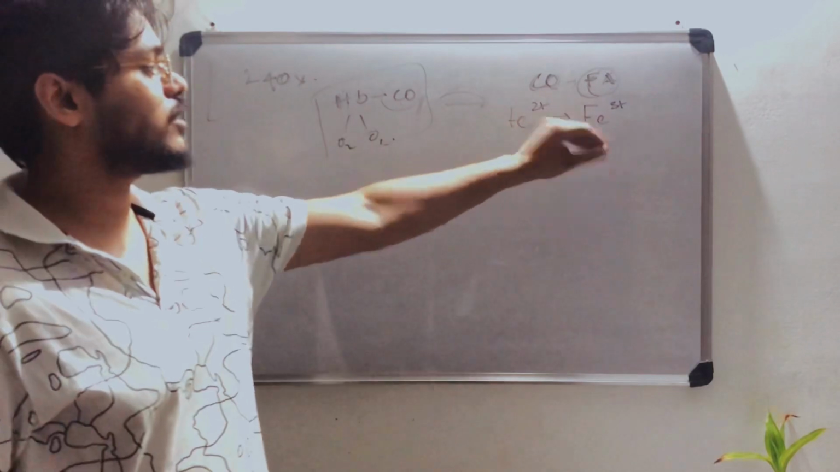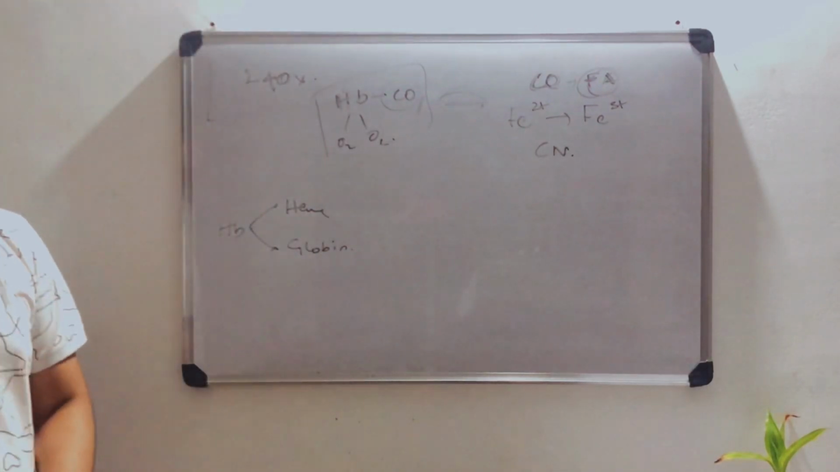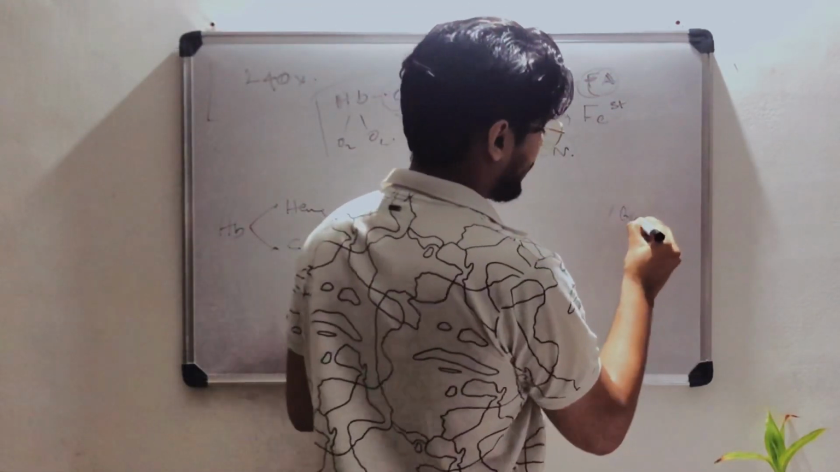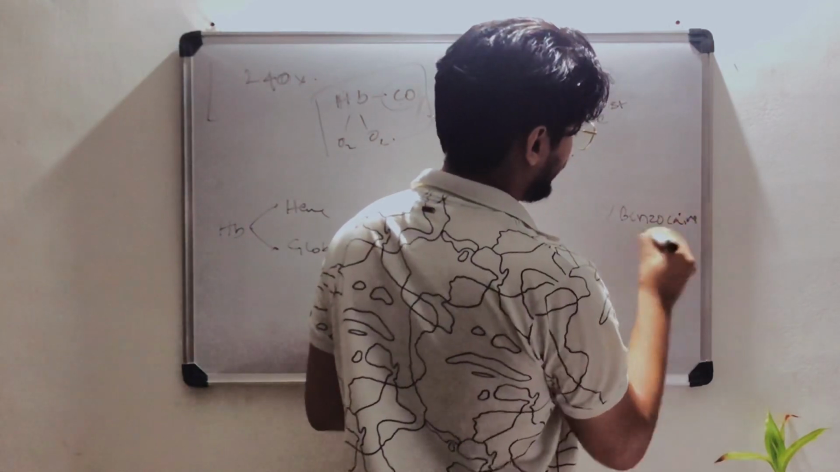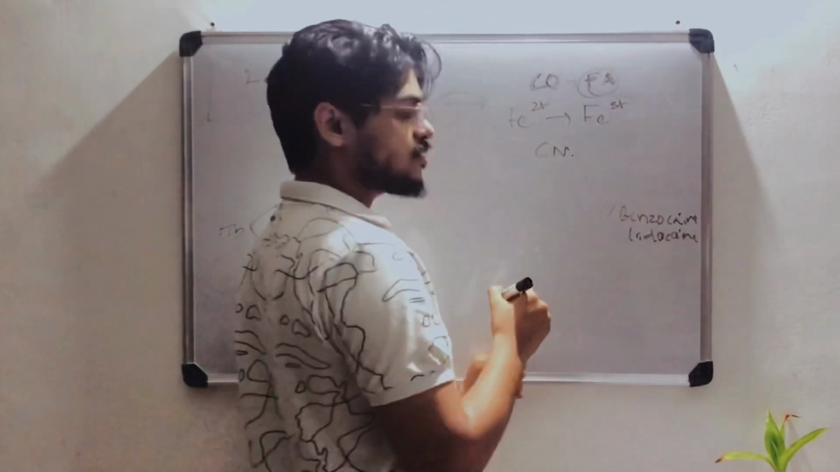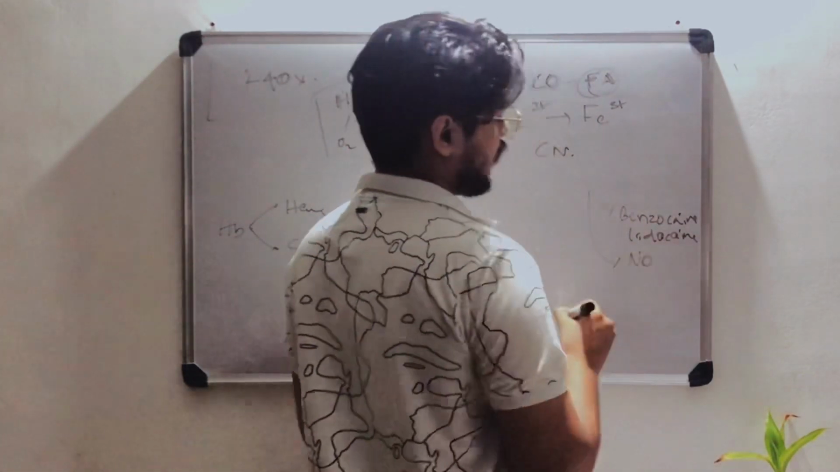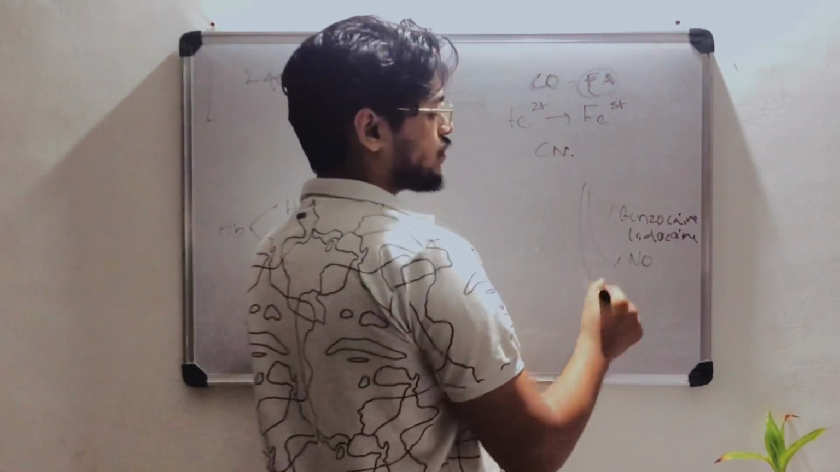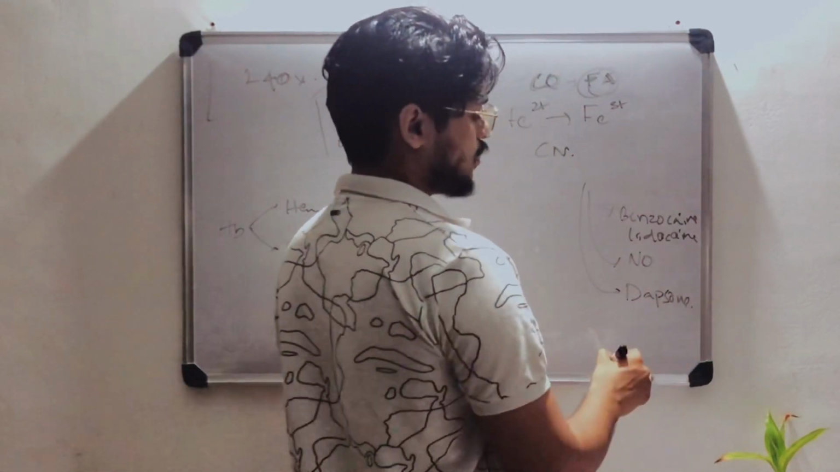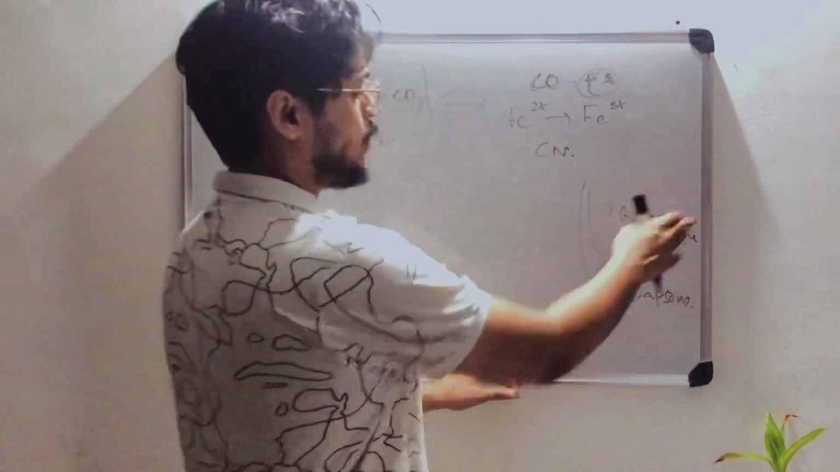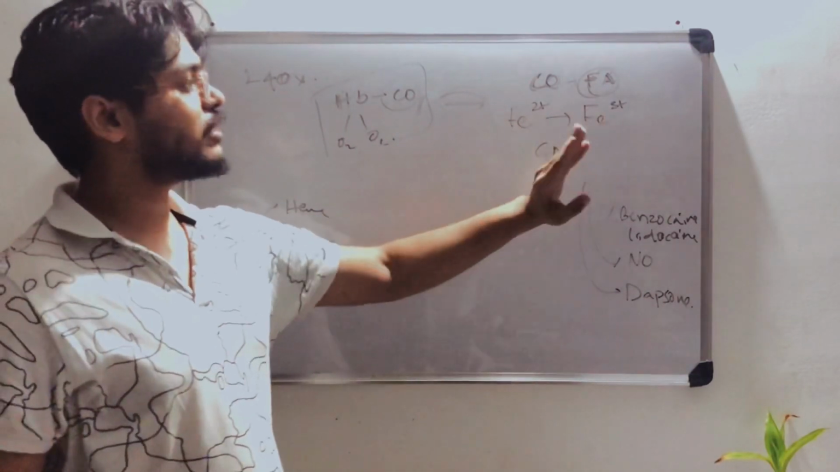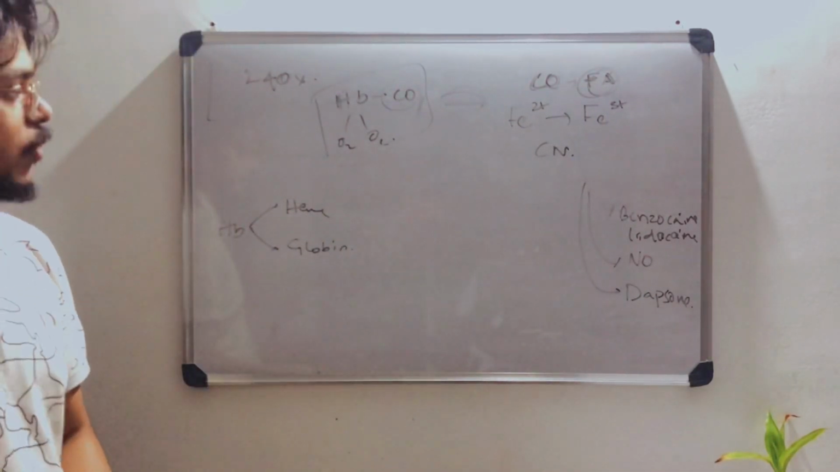That is where Fe2 plus is converted to Fe3 plus. And why is it converted to Fe3 plus? By some drugs. What are those drugs? One is benzocaine, lidocaine. Those are local anesthetics, right? The other one is nitric oxide, and the other one is dapsone. You know, dapsone is an antibiotic, nitric oxide is a vasodilator, and benzocaine and lidocaine are local anesthetics. These drugs will convert Fe2 plus to Fe3 plus, thus resulting in methemoglobinemia.